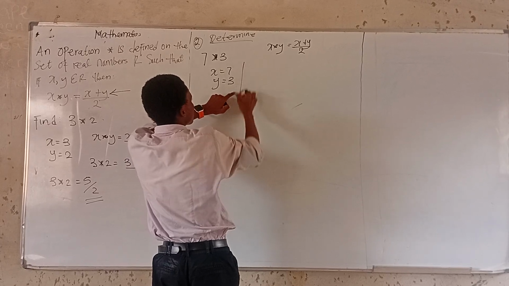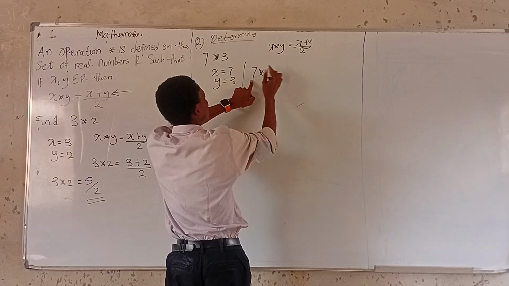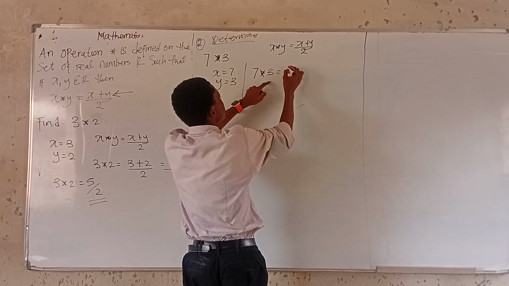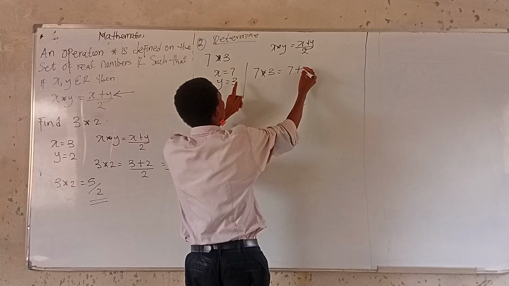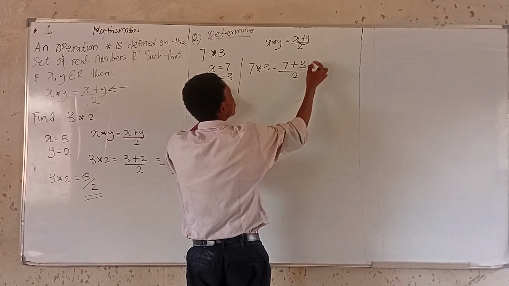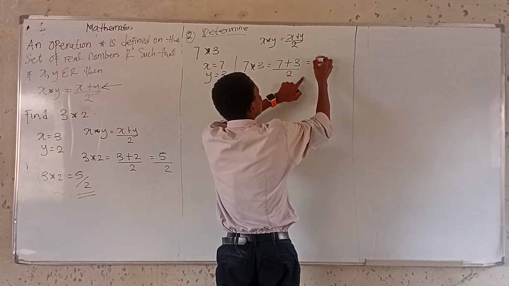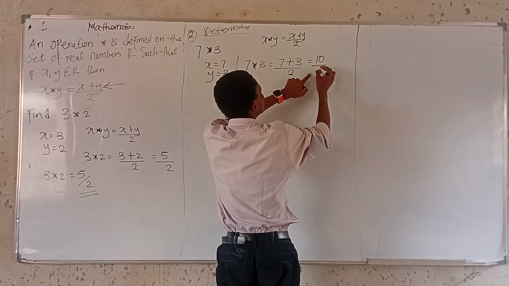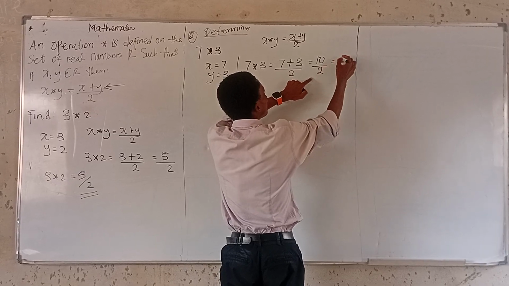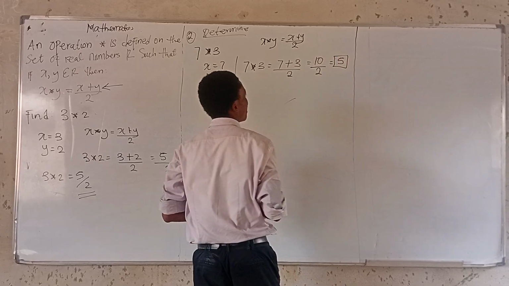So from here we know that 7 asterisk 3 equals 7 plus our y, which is 3, divided by 2. So 7 plus 3 is 10 divided by 2. So here we have 5 as our answer.